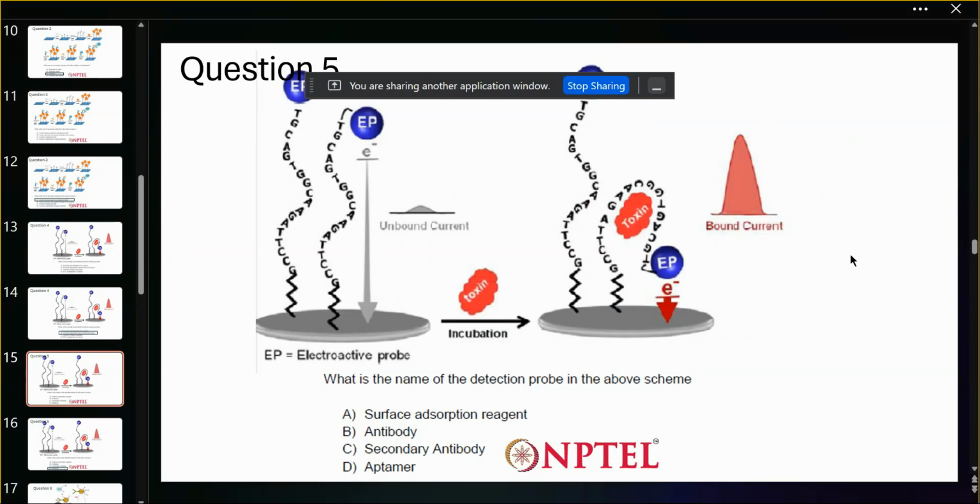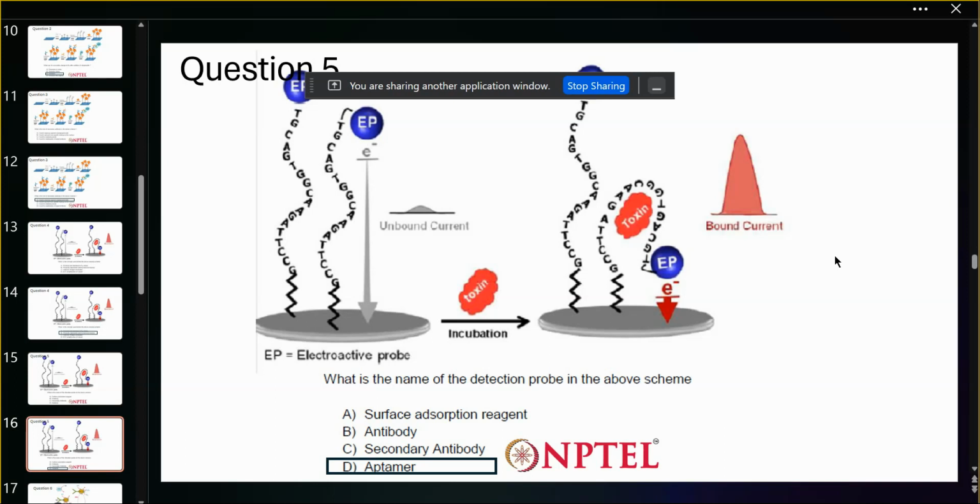So in the same setup, what they are asking is: what is the name of the detection probe in the above scheme: surface absorption reagent, antibody, secondary antibody, or aptamer. This is very easy to understand. There are no antibodies, primary or secondary. There is nothing with a Y kind of structure in this entire system. An antibody, whether primary or secondary, will have a Y kind of structure. So antibody and secondary antibody are not the answer.